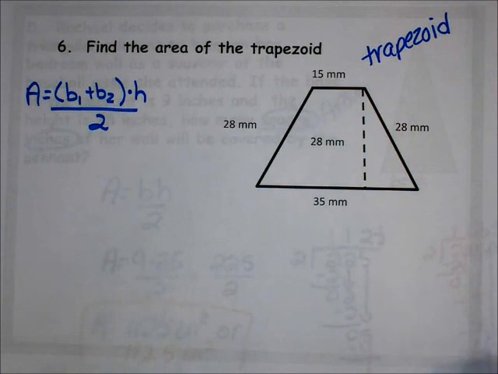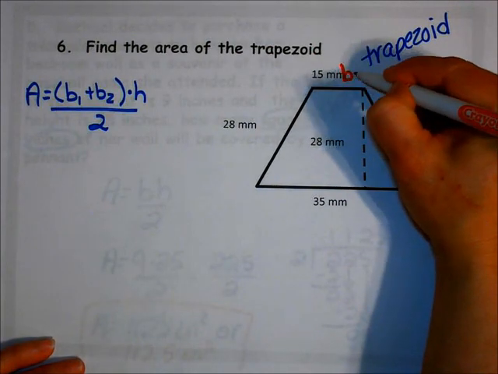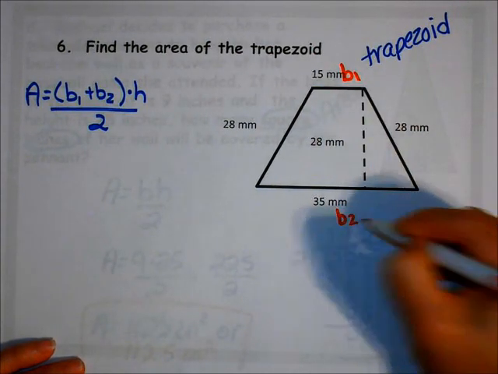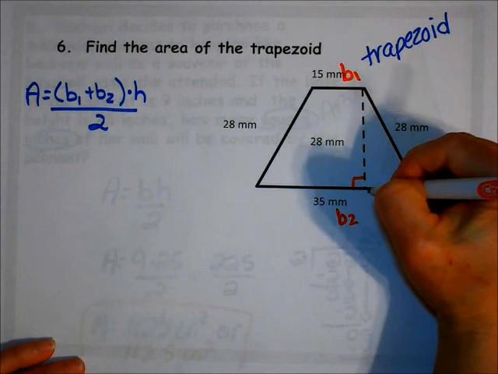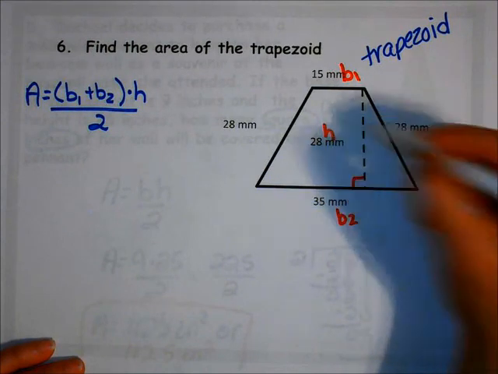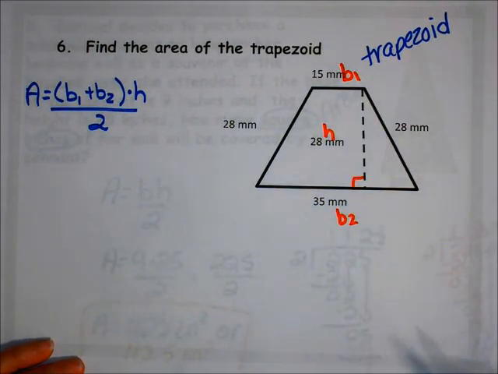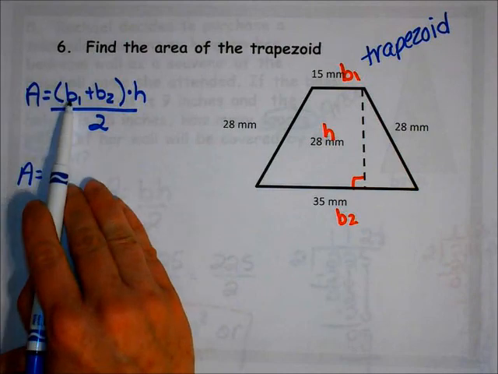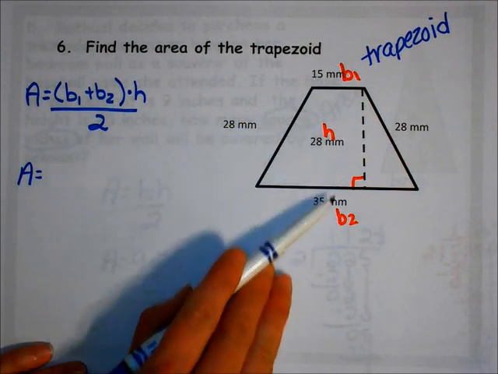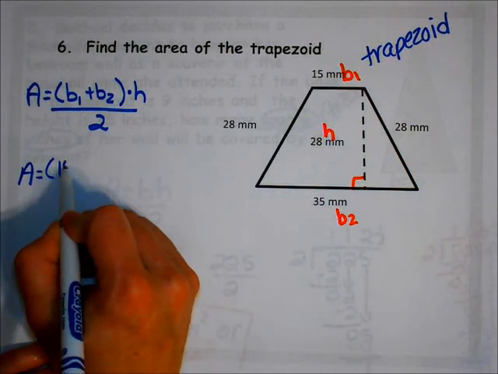So in this example, my two sides that are parallel are the top and bottom. So I'm going to call this base 1, I'm going to call this base 2, and my height is where it's standing up tall and straight, which in this case is my dotted line. So my height is going to be 28 millimeters. So now let's plug into our formula. In parentheses, I'm going to put base 1 plus base 2, so 15 plus 35 goes in parentheses.